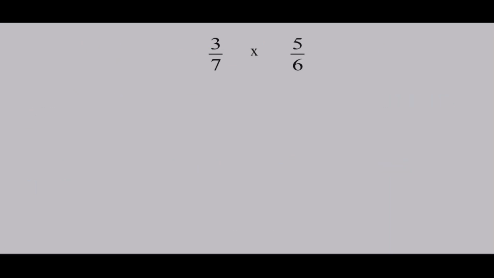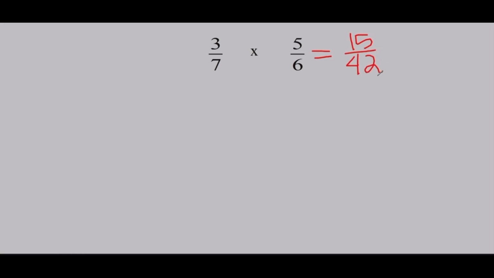Example number 1. This is a multiplication problem. The great thing about multiplying fractions is you do not have to get a common denominator. You multiply straight across, so they're really straightforward and pretty easy. I'm going to draw my equal sign out here. 3 times 5 is 15. And 7 times 6 is 42.